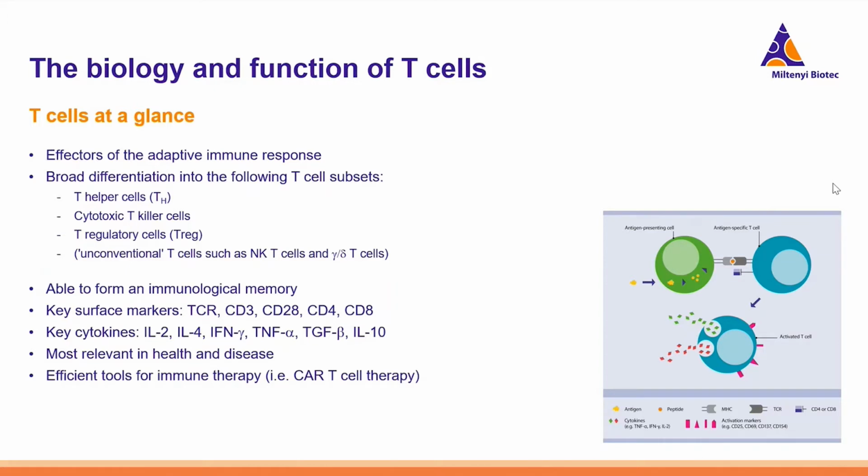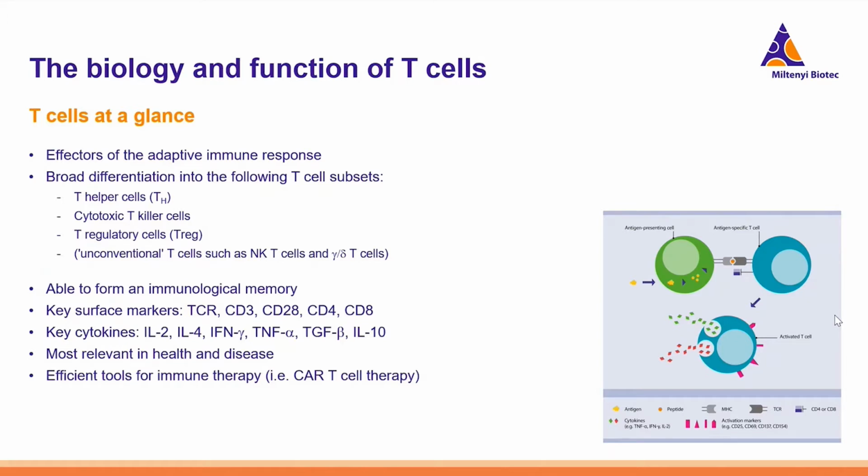T cells are the only immune cells that are able to form a long-lasting immunological memory that helps to respond faster and more efficiently to already experienced threats. Key surface markers that are always mentioned in regards to T cells are, of course, the T cell receptor TCR that recognizes antigens, as well as the activating co-receptors CD3 and CD28. Those three surface markers are present on all T cells. Furthermore, co-receptors CD4 and CD8 are the defining markers for T helper cells and cytotoxic T killer cells, respectively.